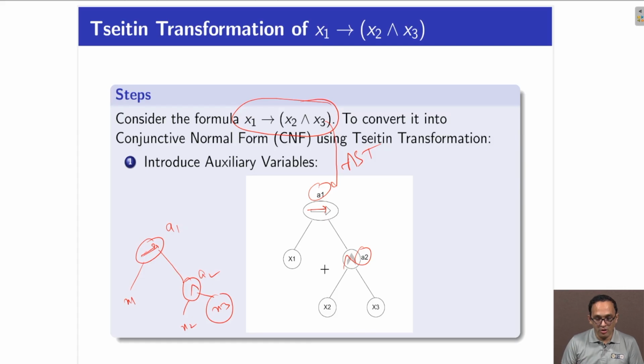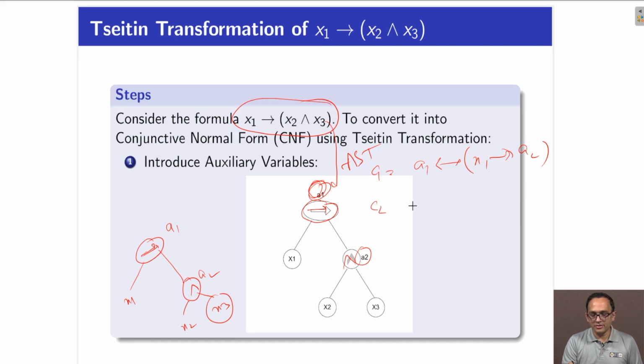Then I will write a clause for each of such auxiliary variables. My first clause is C1, which is A1 by implication (x1 implication A2). So this auxiliary variable implies this operation, and what is that operation? x1 implication A2, and this implies that. That means this and this means that. This is how I will write this.